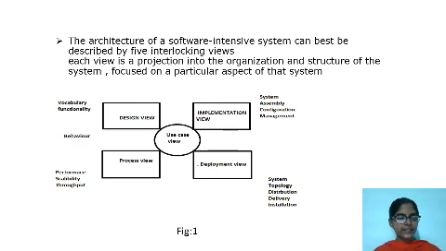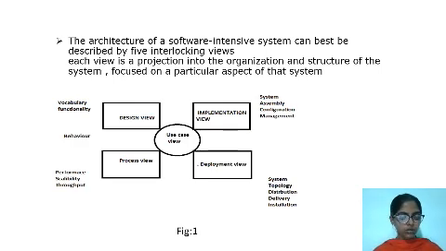Coming to the next slide, this slide explains the architecture of a software intensive system. It can best be described by 5 interlocking views. Each view is a projection into the organization and structure of the system, focused on a particular aspect of that system. It means using the 5 view model proposed by Philip Kruchten in the 4 plus 1 view architecture model. The architecture of a complex software system can't be understood from just one angle. So we can describe it using 5 interlocking views, each focusing on a different aspect of the system.